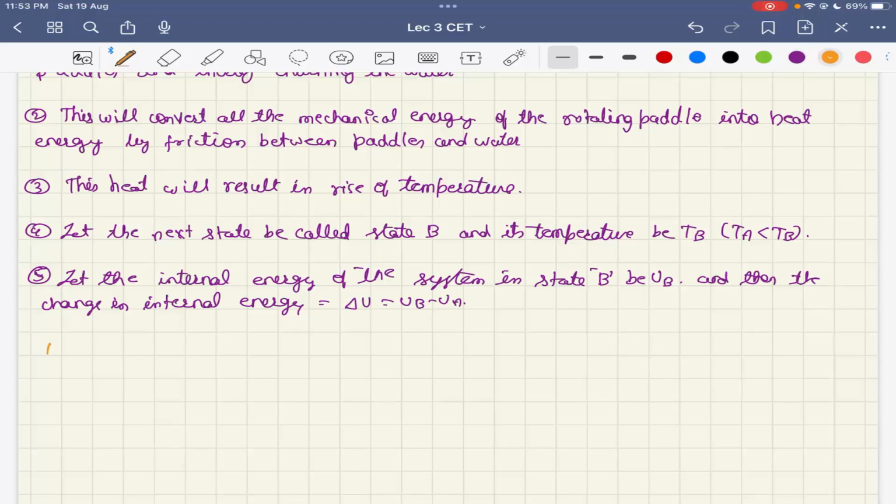The other way, or second way, is going to be, suppose we do an equal amount of electric work, which is 1 kilojoule. We heat the water with the help of an immersion rod, and it will be observed that the change in temperature is the same as in the earlier case, which is TB minus TA.